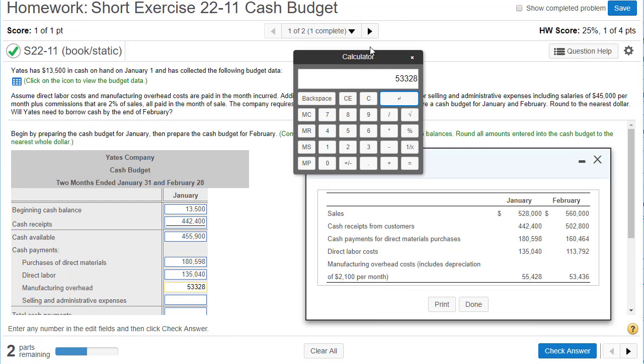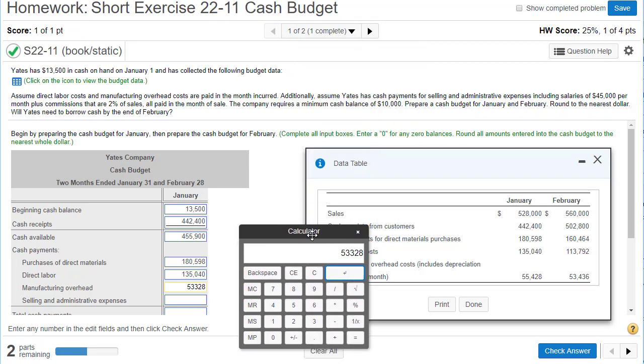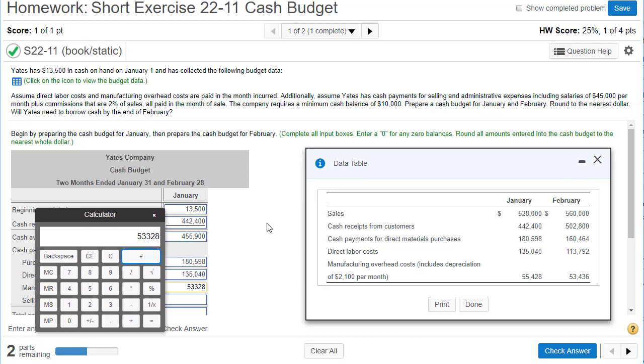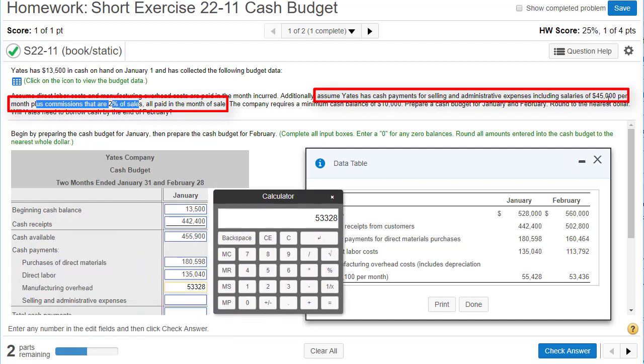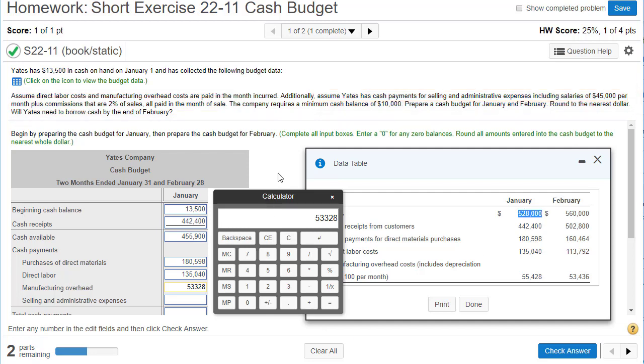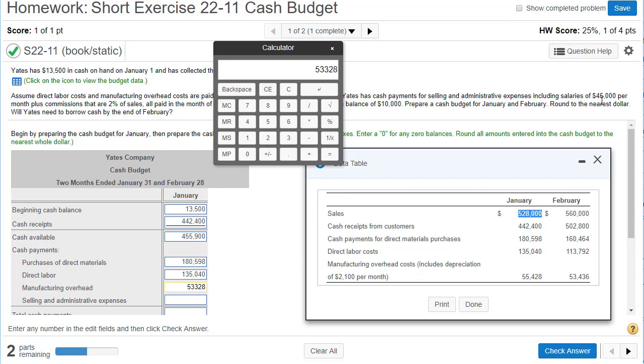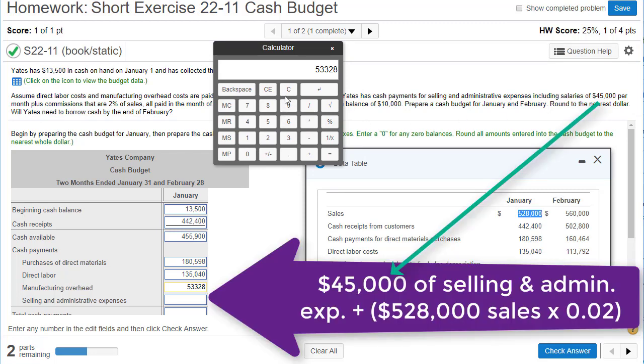And then we've got selling and administrative expense. So selling and administrative expense includes salaries of $45,000 per month, plus commissions that are 2% of sales. So what we're going to do is take $45,000 and then add it to 2% of sales. And then I'm going to use memory for that. Again, you do not have to use memory. So I'm going to take the 45,000 and add that to memory.